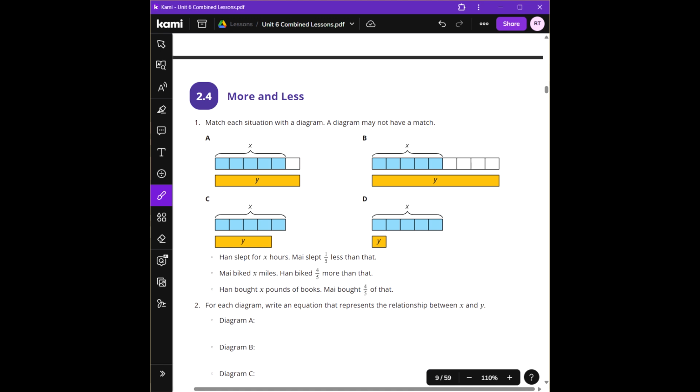Match each situation with a diagram. A diagram may not have a match. So it might not have a match. Okay, so we have A, B, C, and D. And then we have our information down here that we have to match up.